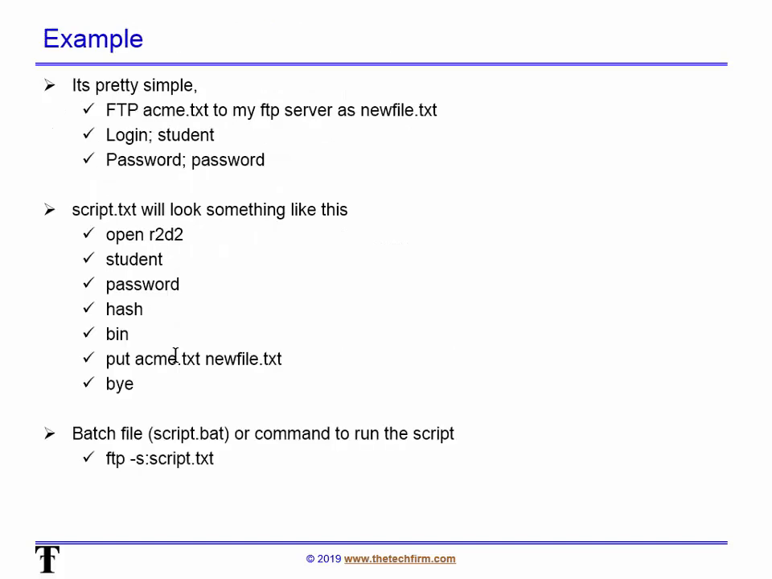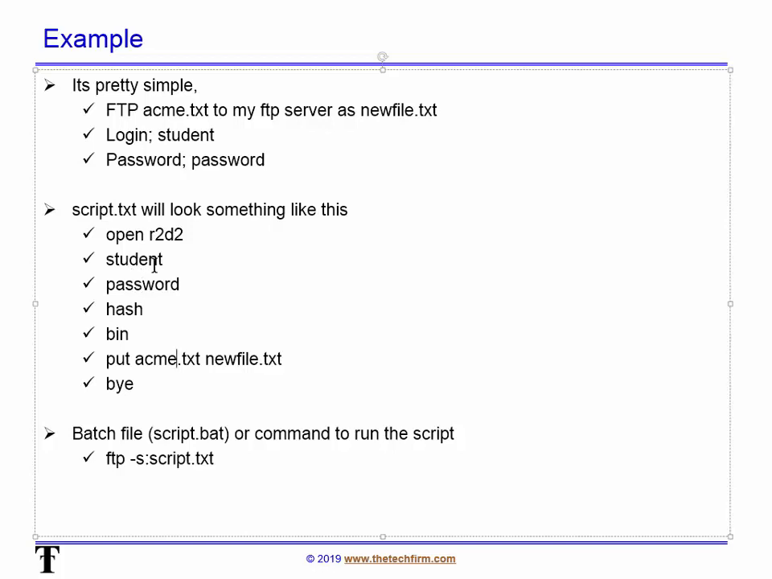So here's a sample script. It's pretty simple. I'm going to FTP acme.txt to my FTP server and give it a name called newfile.txt. The login is student, the password is password, and the script is going to be called script.txt, and it's going to look something like this. Of course there are no check marks in there, that's just there to illustrate it. So: open space server name, R2D2, student, because I'm logging in as student, password, password.